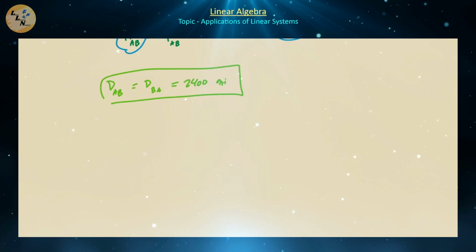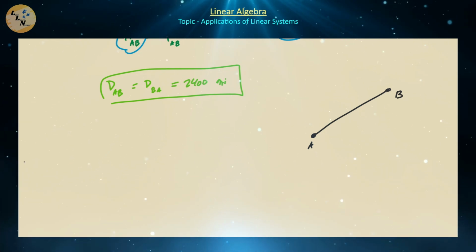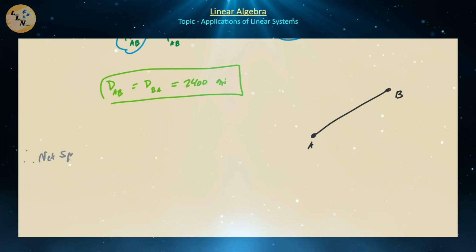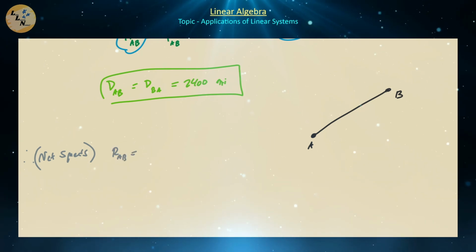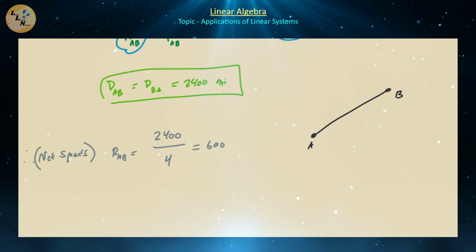All right. Now, we need to build some equations here. Let's think about this one last time. Let's assume we have this A and this B here. What can we get from distance equals rate times time? From the net speeds, the rate from A to B is going to be equal to the distance from A to B, so 2,400 divided by 4. That's going to be equal to 600 miles per hour.